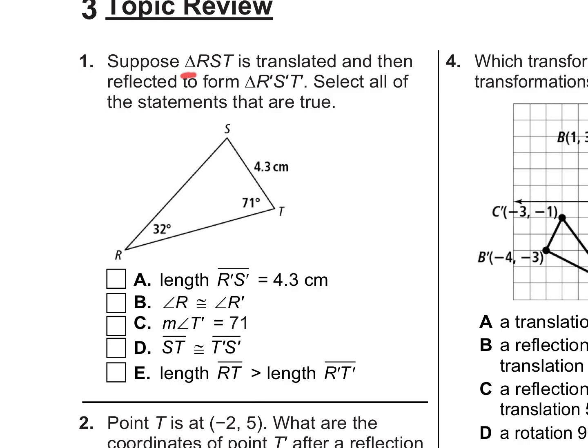Triangle RST, that's our original, is translated. What does that mean? Moved, right? Slid. And then reflected, what does reflected mean? Flipped. To form our new image. Remember those prime symbols? That means our new image. Select all the statements that are true.